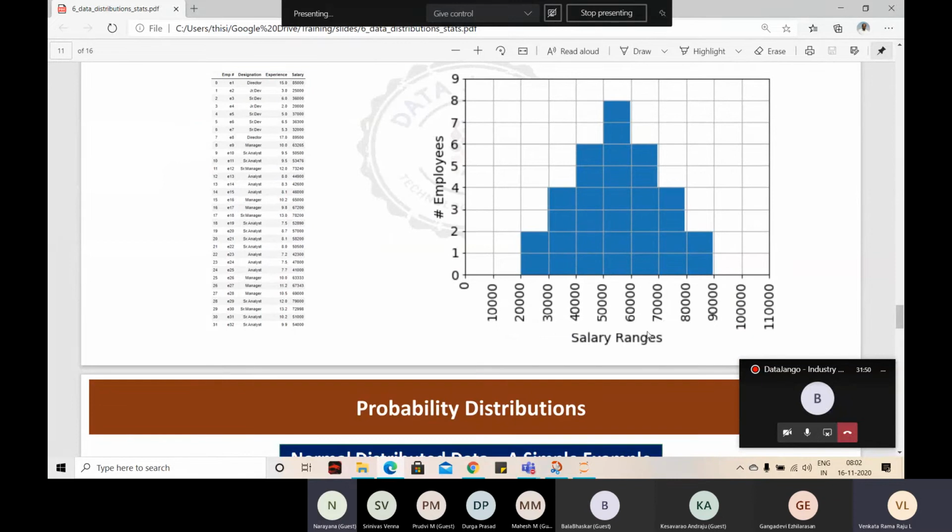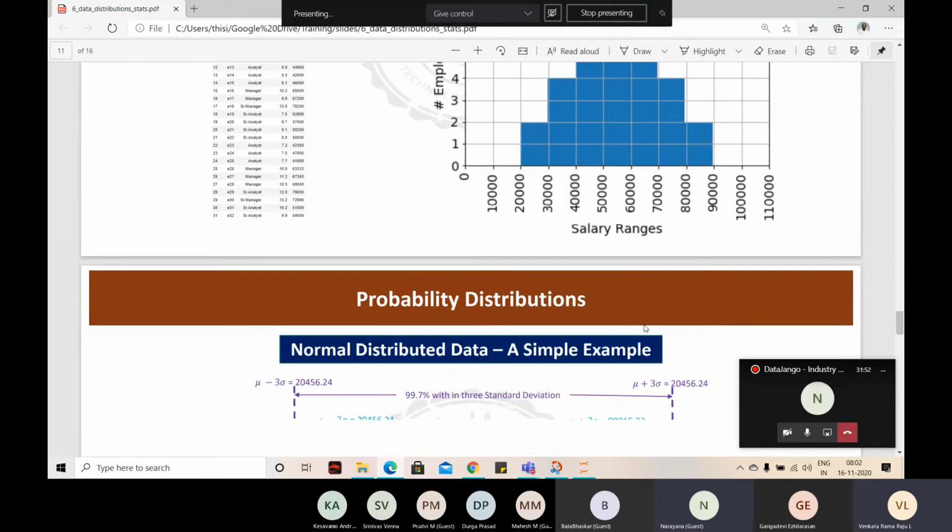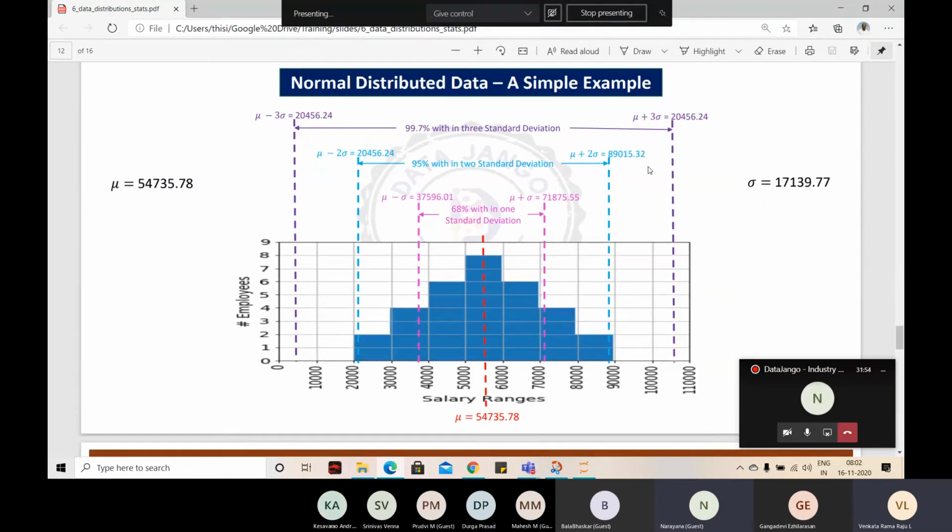Rama, what exactly is the z-score formula? The z-score formula is x minus mu divided by sigma. I remember that earlier you said x minus mean divided by standard deviation, right? Yes, mu is the mean and sigma is the standard deviation. So here, for example, mean minus 2 times the standard deviation, right? Yeah, that's the point.